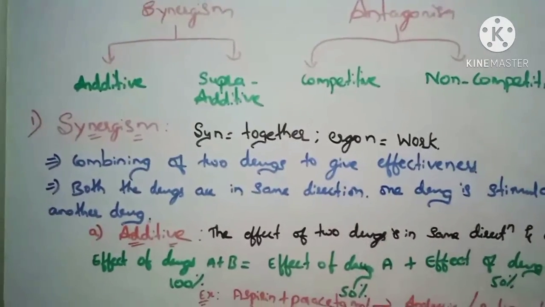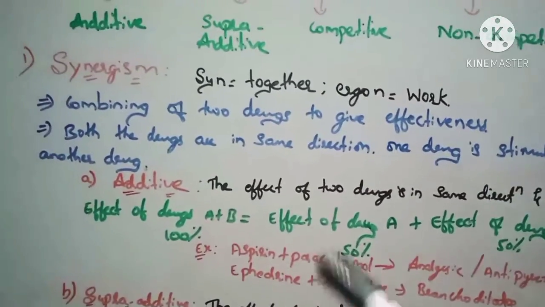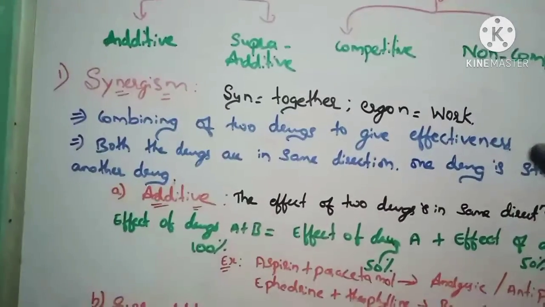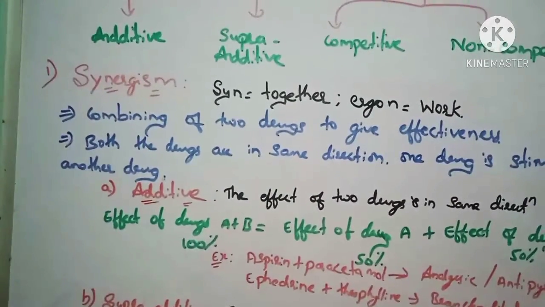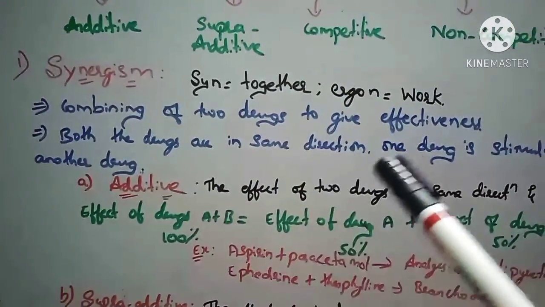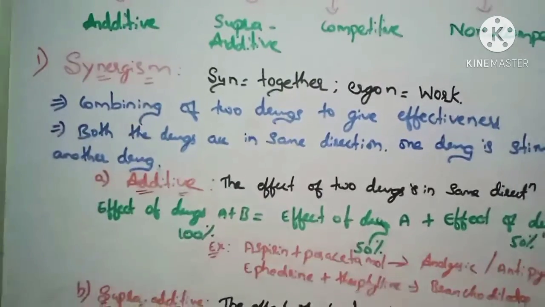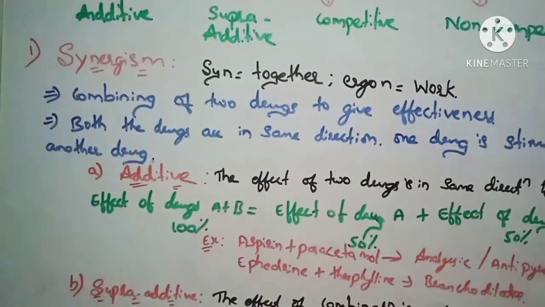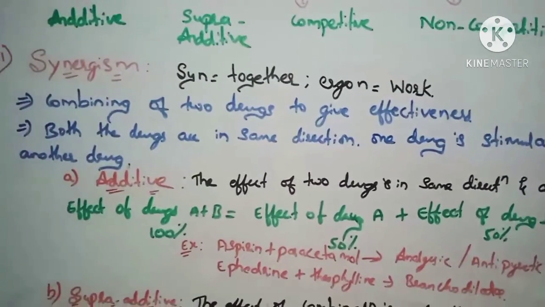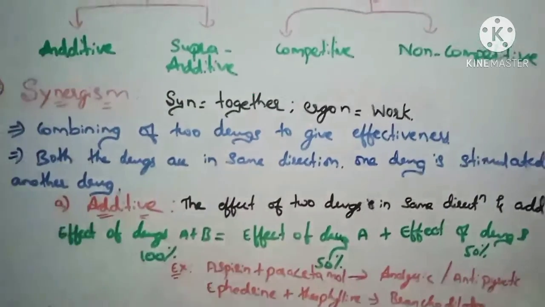Here we learn about synergism first of all. Synergism is a Greek word: syn means together, ergon means work. So working together is known as synergism. The combination of two drugs gives effectiveness. The combining of the two drugs shows its pharmacological action and its effectiveness to cure the disease or disorders, and this is known as synergism.